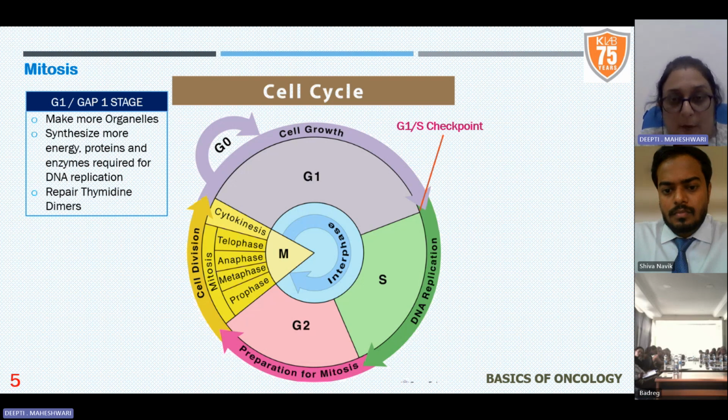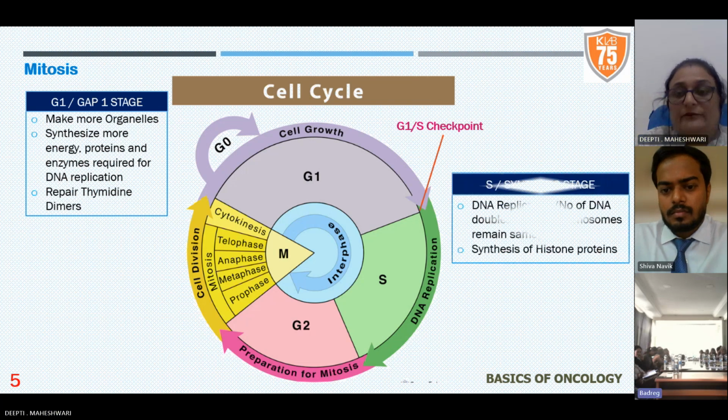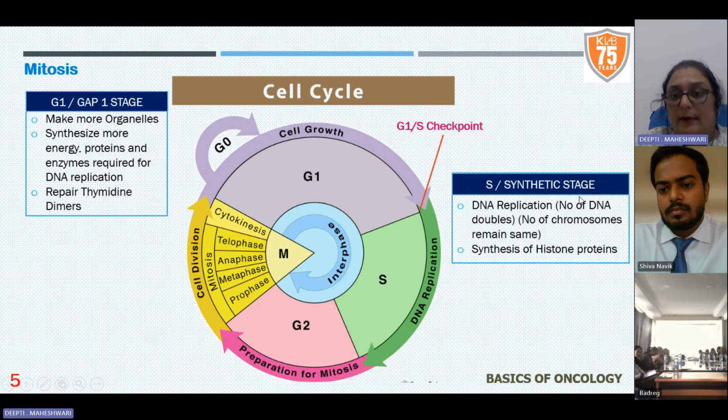So this is a checkpoint to see that the cell is fully ready for the S phase. So you have the G1S checkpoint where the cell is checking whether it is prepared fully for the S phase. Then after the cell passes the G1S checkpoint, it enters into the S phase. Now what's happening in the S phase? In the S phase, you have the actual DNA replication which takes place.